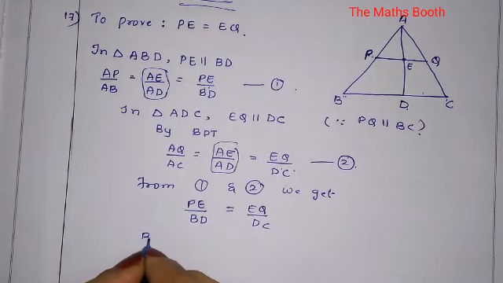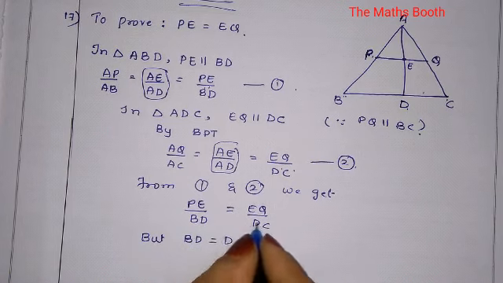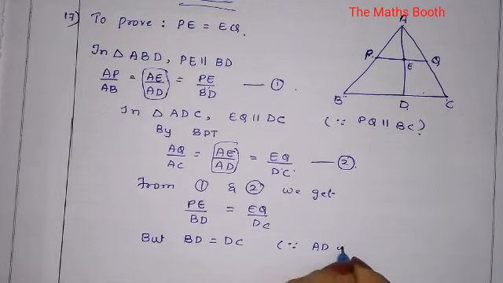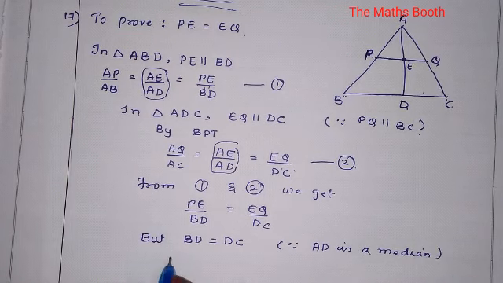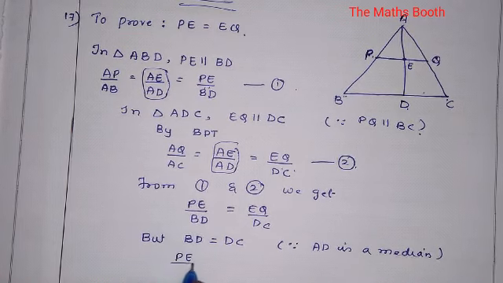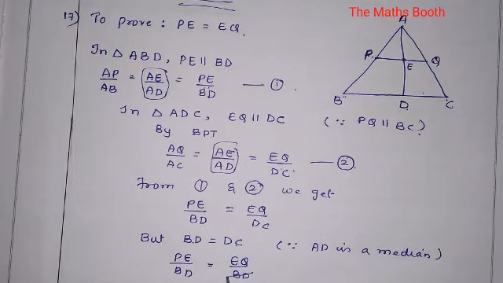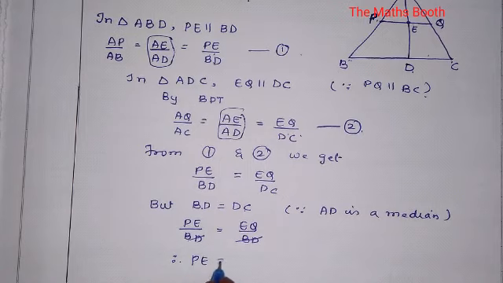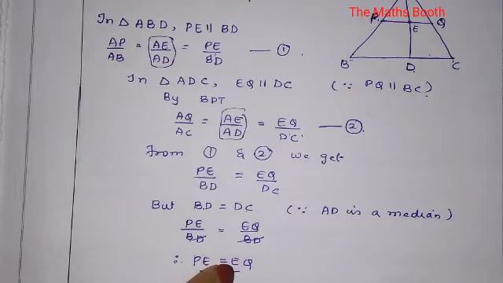Now, but BD is equal to DC. Why is BD equal to DC? Because AD is a median. They have told in the question, right? Now we can write PE by BD is equal to EQ by DC. I'll write BD only. BD gets cancelled. So we got the answer. PE is equal to EQ. Hence proved. What they have told us to prove, we got the answer.